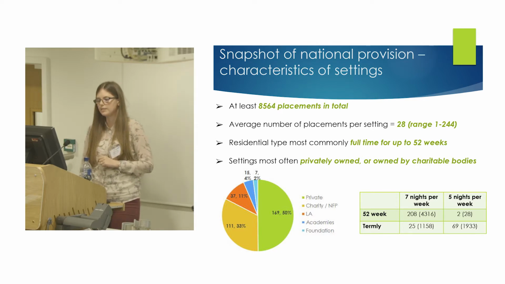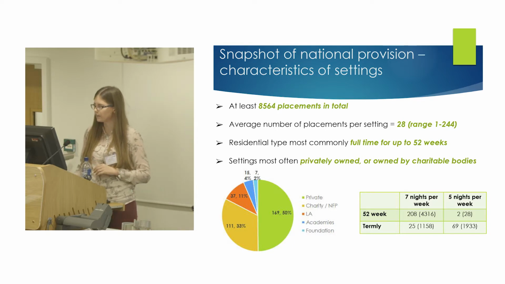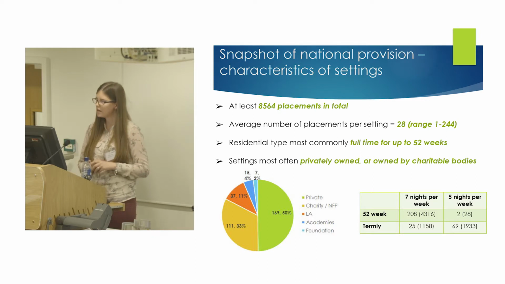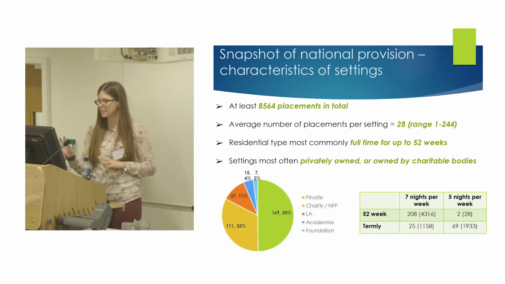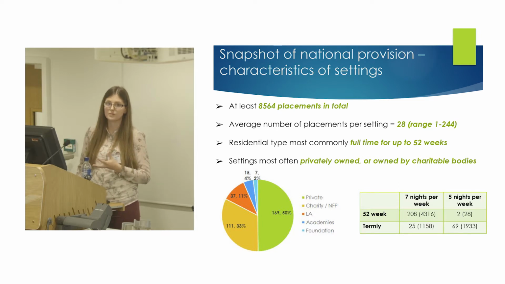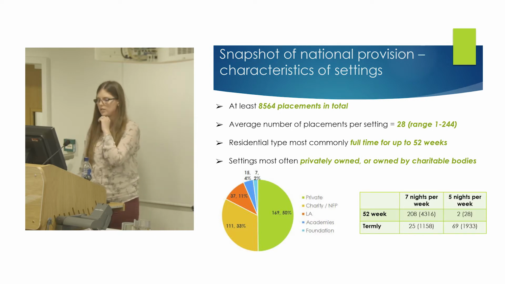Residential type was most commonly full-time for up to 52 weeks. So on this table here, you can see that 208 of the settings, representing about 4,300 placements, were 52-week full-time. And then 69 settings, representing about 1,900 placements, were termly and for 5 nights a week. So again, that varied, but generally most were offered up to 52-week full-time placements. And then in terms of governance, we found that settings were most often privately owned or owned by charitable bodies, so that's the pie chart down there.